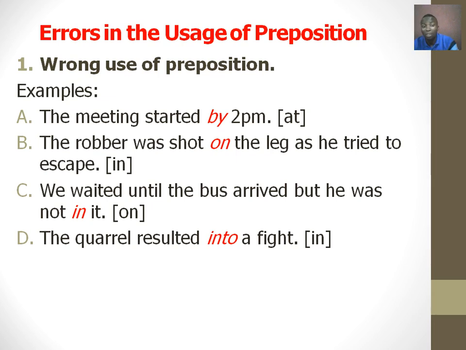The robber was shot in the leg. So what you need to do is the one in bracket would be the correct preposition to use, not the one in the color red. Example C. We waited until the boss arrived, but he was not in it.